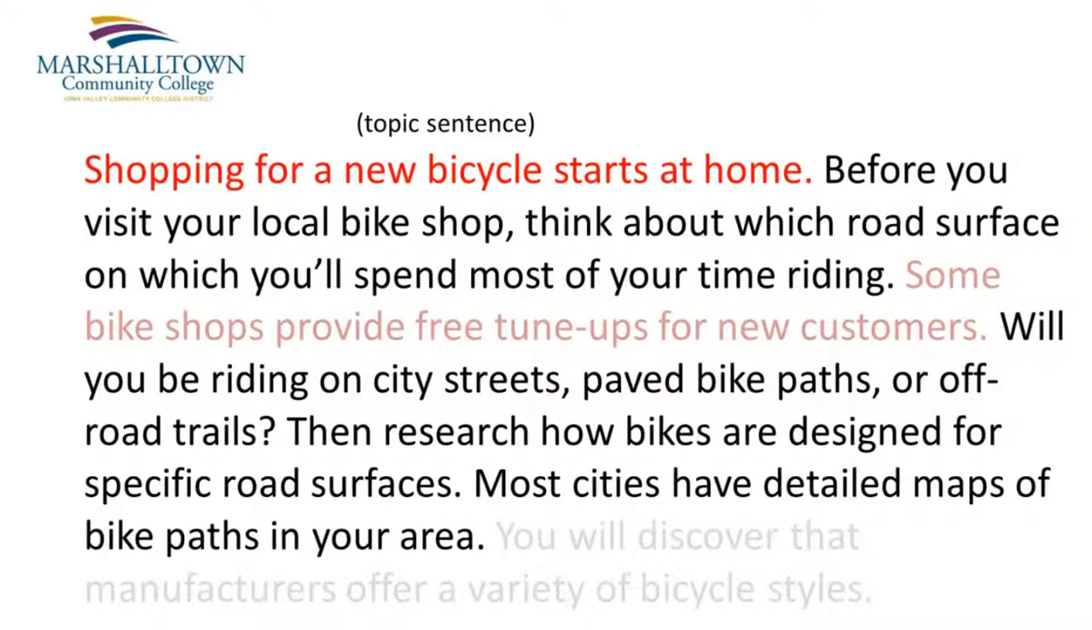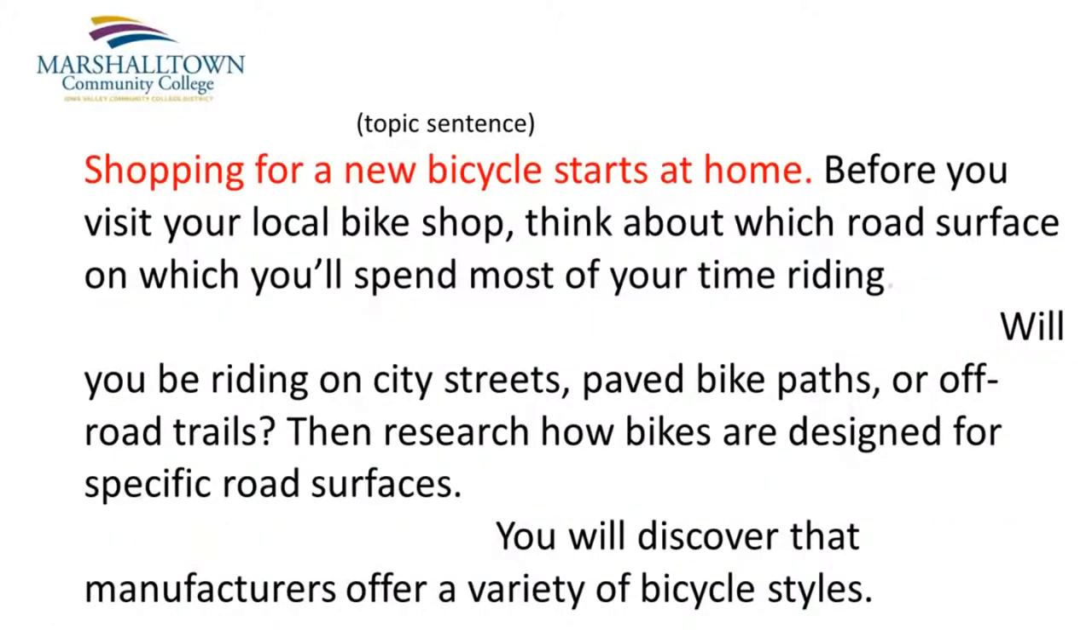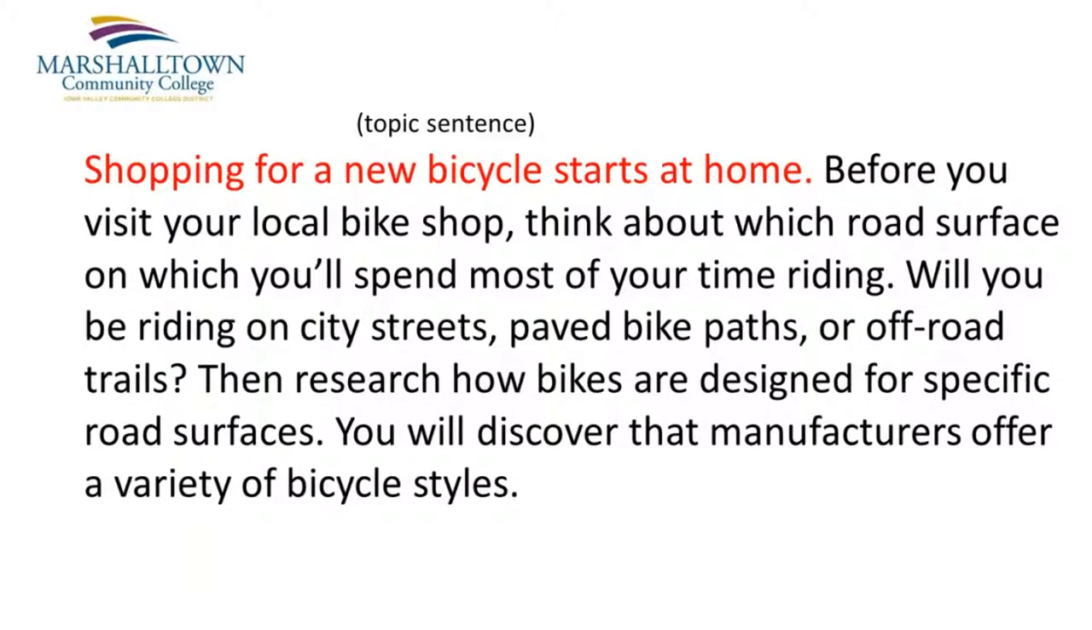How about, most cities have detailed maps of bike paths in your area. Now this sentence is about biking, but it's not directly related to my topic sentence, so I'll highlight this as a possible deletion. How about this sentence? You will discover that manufacturers offer a variety of bicycle styles. The sentence is talking about bicycle manufacturers, so it's definitely related to my topic sentence about shopping for bikes. So it stays. Now let's go ahead and delete the questionable sentences and see how the paragraph looks.